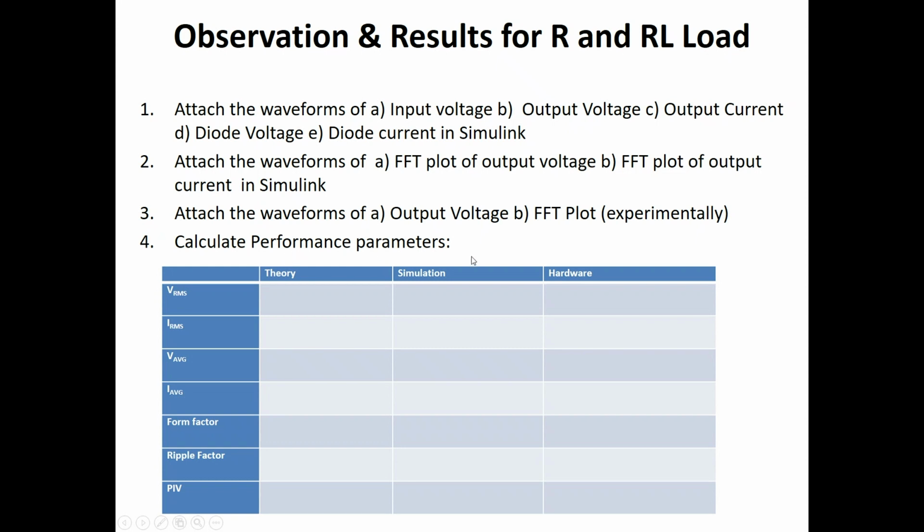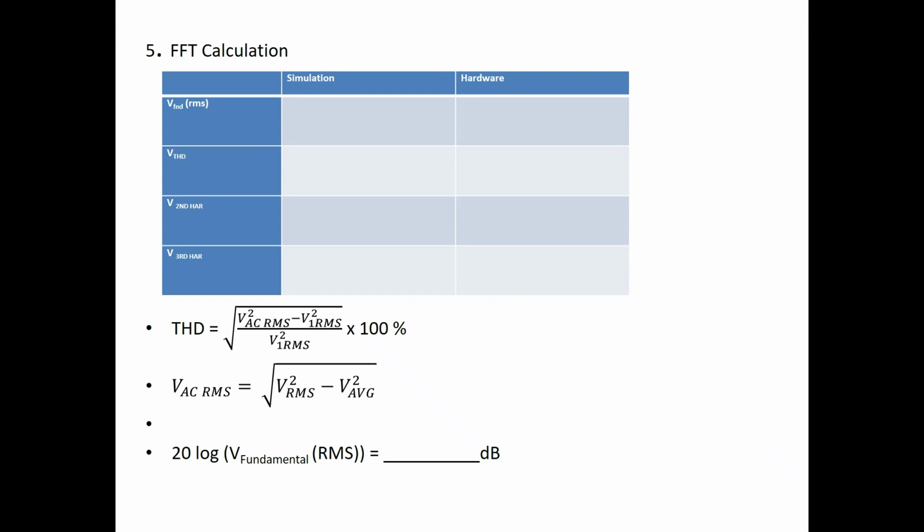Calculate the performance parameters theoretically, with simulation values and hardware values. FFT calculation from the simulation and from the hardware part. Here the total harmonic distortion formula and the V AC RMS formula are given. Now the V fundamental RMS from the experiment, at different harmonics you are getting as a dB value. This you have to convert into V fundamental RMS equal to the inverse of 20 log of the dB value. Then you will get the V fundamental at different harmonics.